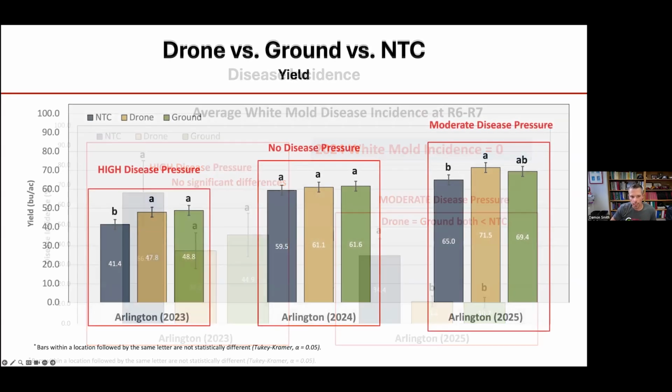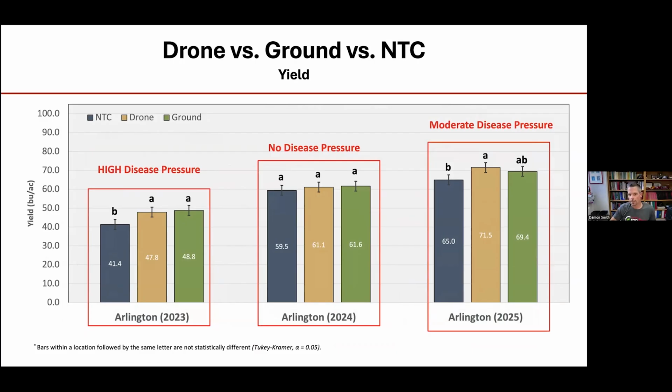And we get pretty decent responses in those high and moderate disease pressure situations out of both the drone and the ground rig, where we use those in those situations. The no disease pressure field, Arlington 2024, not a lot of response as you might expect. We don't have a lot of disease, so applying a fungicide doesn't give us much response there because we're not controlling anything. But where we do have disease, the drone is actually keeping up with the ground rig. So 2 gallons per acre versus 15.